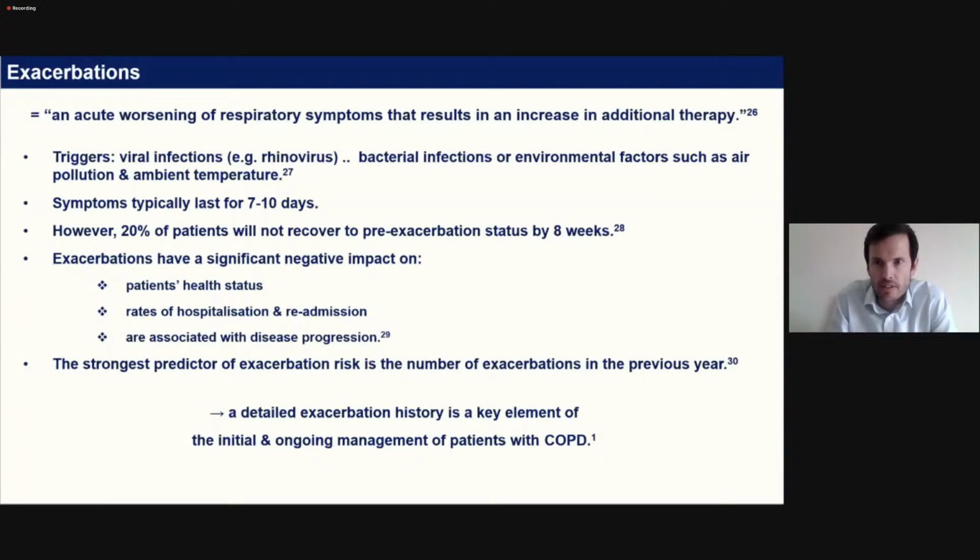Symptoms typically last for 7 to 10 days. However, 20% of patients will not recover to pre-exacerbation status by 8 weeks. Exacerbations thus have a significant negative impact on patients' health status, on rates of hospitalization and readmission, and they are associated with disease progression. The strongest predictor of exacerbation risk is the number of exacerbations in the previous year. Hence, as previously mentioned, a detailed exacerbation history is a key element of the initial and ongoing management of patients with COPD.